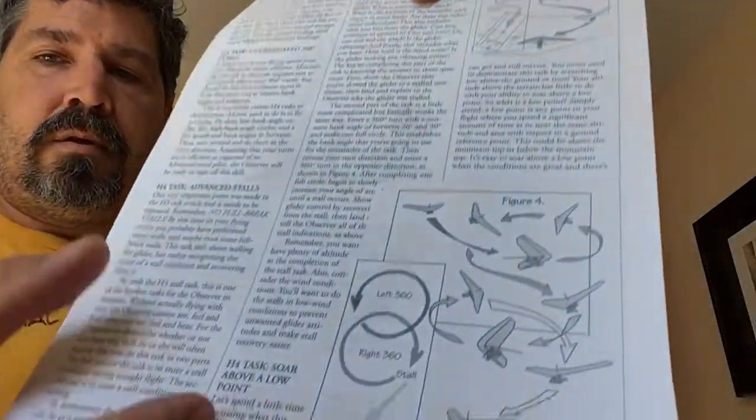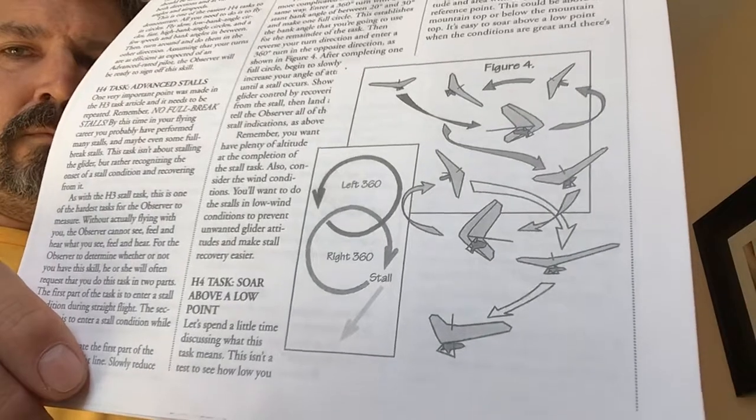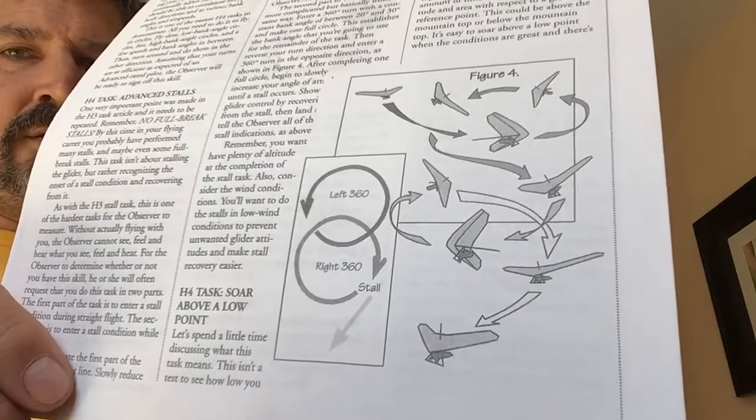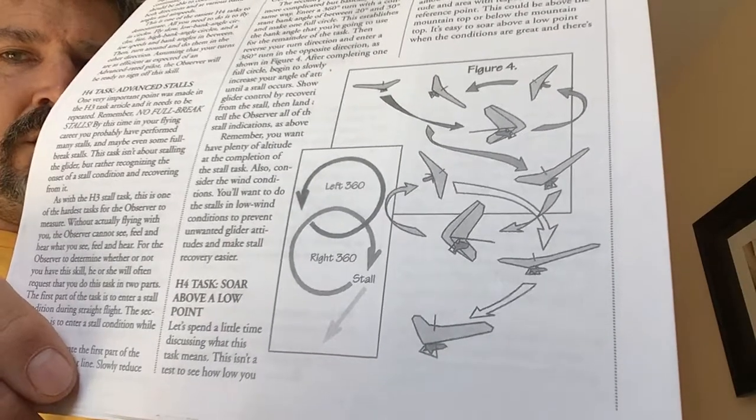I'll go to figure 4 now. Reversing 360s. Don't need to figure that much. You go one way, the other way.